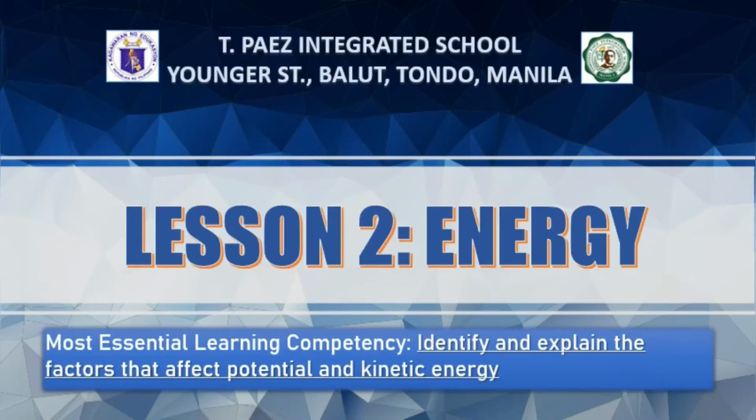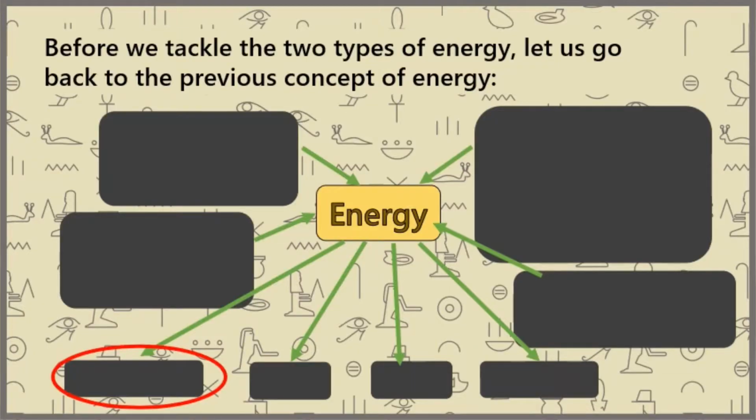Our next topic is all about Lesson 2, Energy. The most essential learning competency for this lesson is to identify and explain the factors that affect potential and kinetic energy. Before we tackle the two types of energy, let us go back to the previous concept of the word energy. In science, when we say energy, it is defined as the ability to do work.